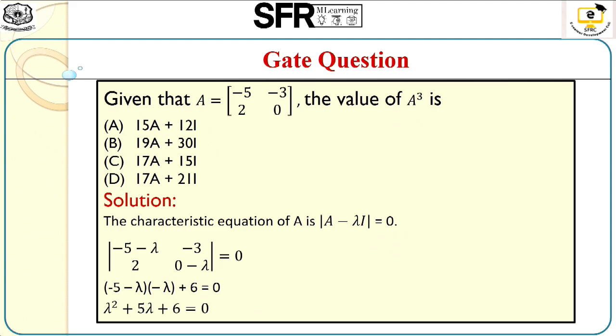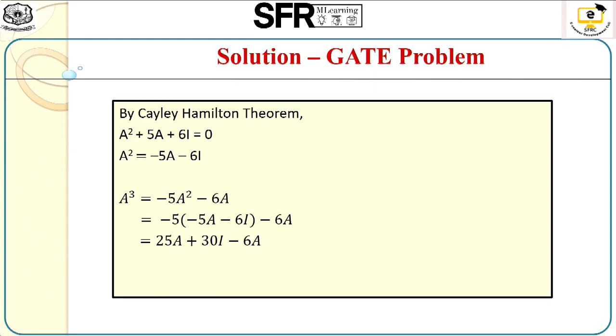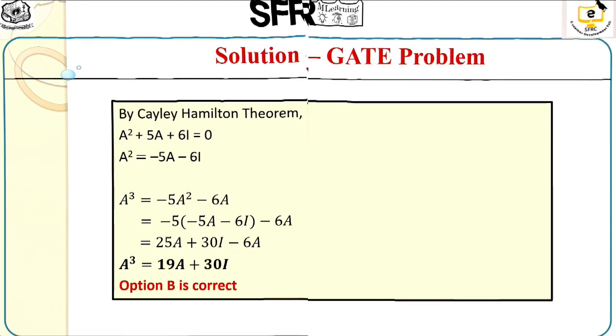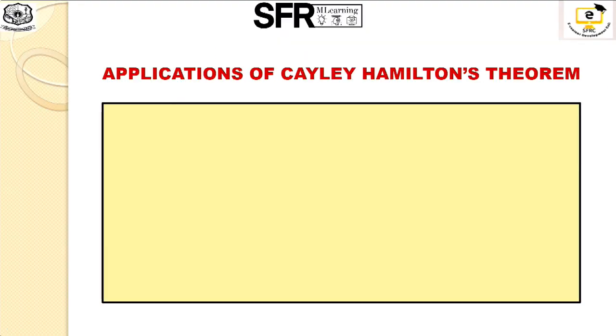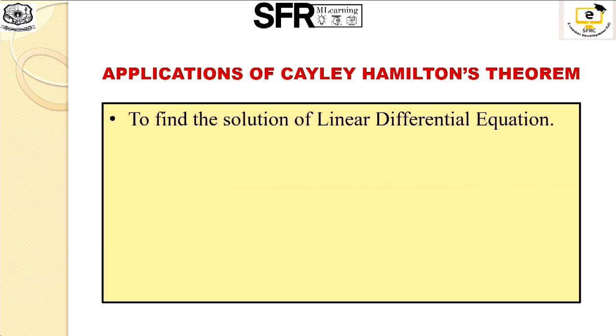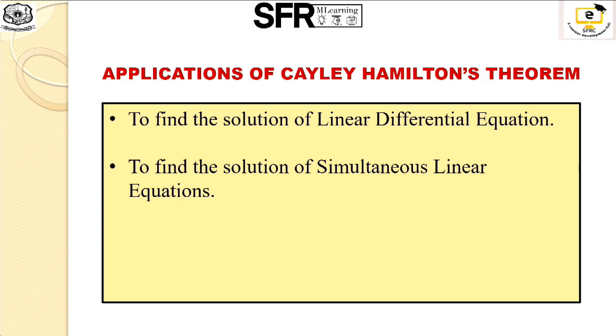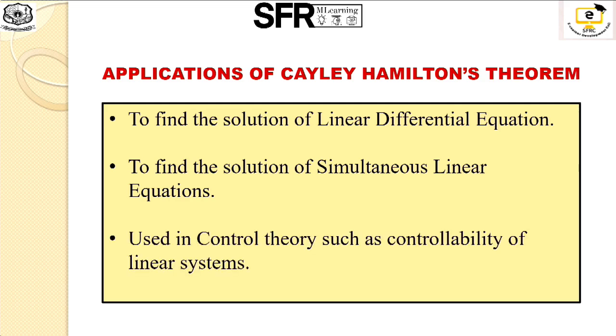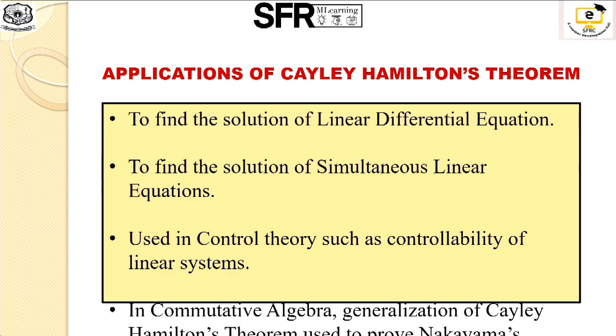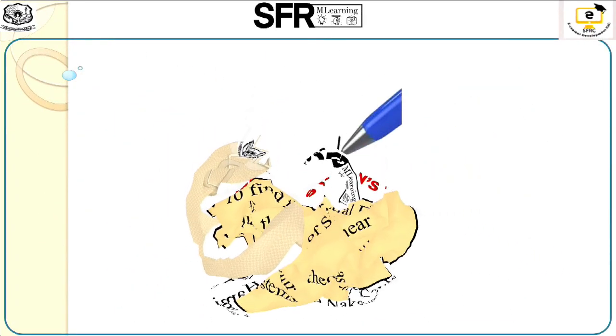So, we can solve similar questions in GATE or CSIR problems with the help of the Cayley-Hamilton theorem. Finally, let us see some of its applications in various fields of mathematics. The Cayley-Hamilton theorem is used to solve systems of linear equations and also systems of linear differential equations, and also in control theory it is used to solve linear control systems. In addition, it is also utilized in commutative algebra. That is all. Yes, thank you.